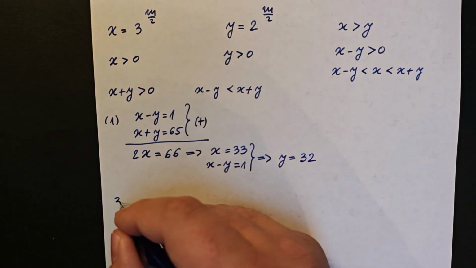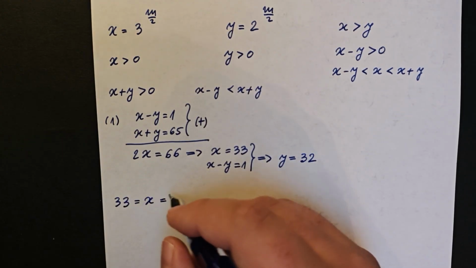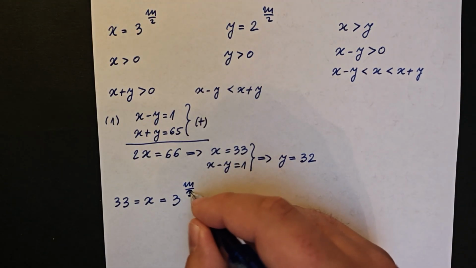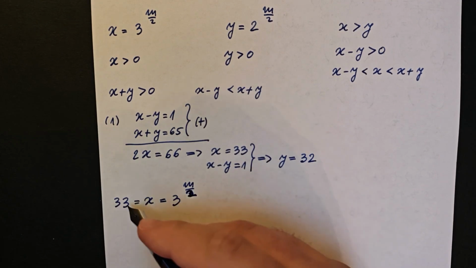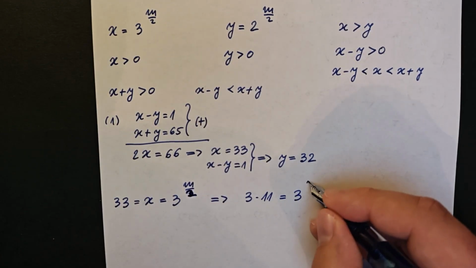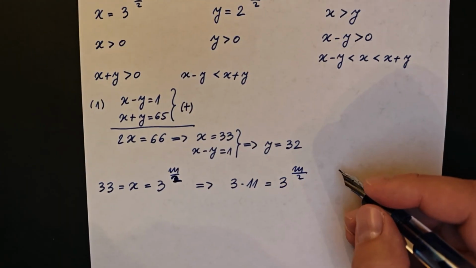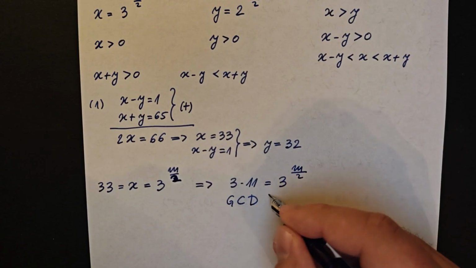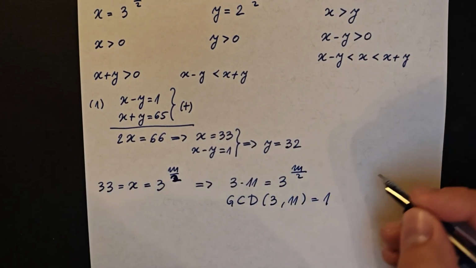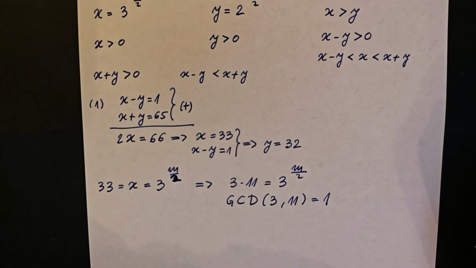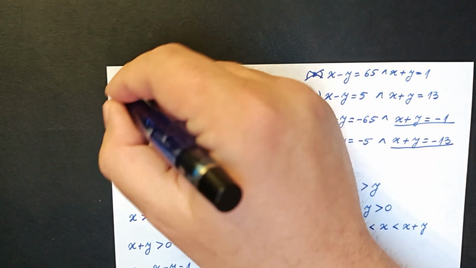Now remember, 33 is the value of x, and x was defined as 3 to the power m over 2. Well, 33 can be written as 3 multiplied by 11, and that is 3 to the power m over 2. Since 3 and 11 are mutually prime numbers, the greatest common divisor of 3 and 11 is 1, there is no solution for m of this equation. That means that in this case 1, we are also not going to get any solutions.